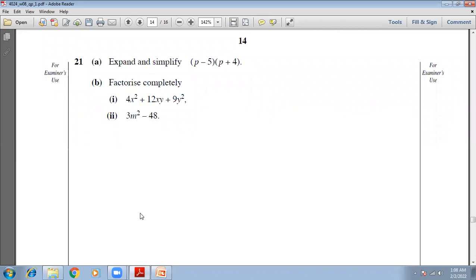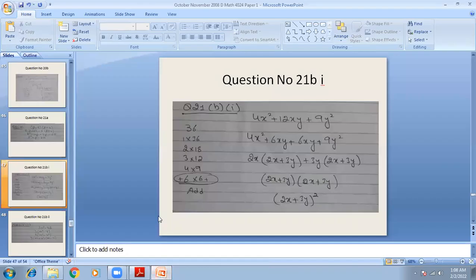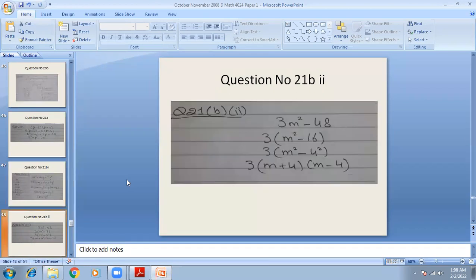Then we have the third part, that is 3m square minus 48. So 3m square minus 48, take 3 common. So you have 3 bracket m square minus 16. So 3 bracket m square minus 4 square. That's two perfect squares and a negative between them. So we can write 3 bracket m plus 4, bracket close, bracket start, m minus 4, bracket close.